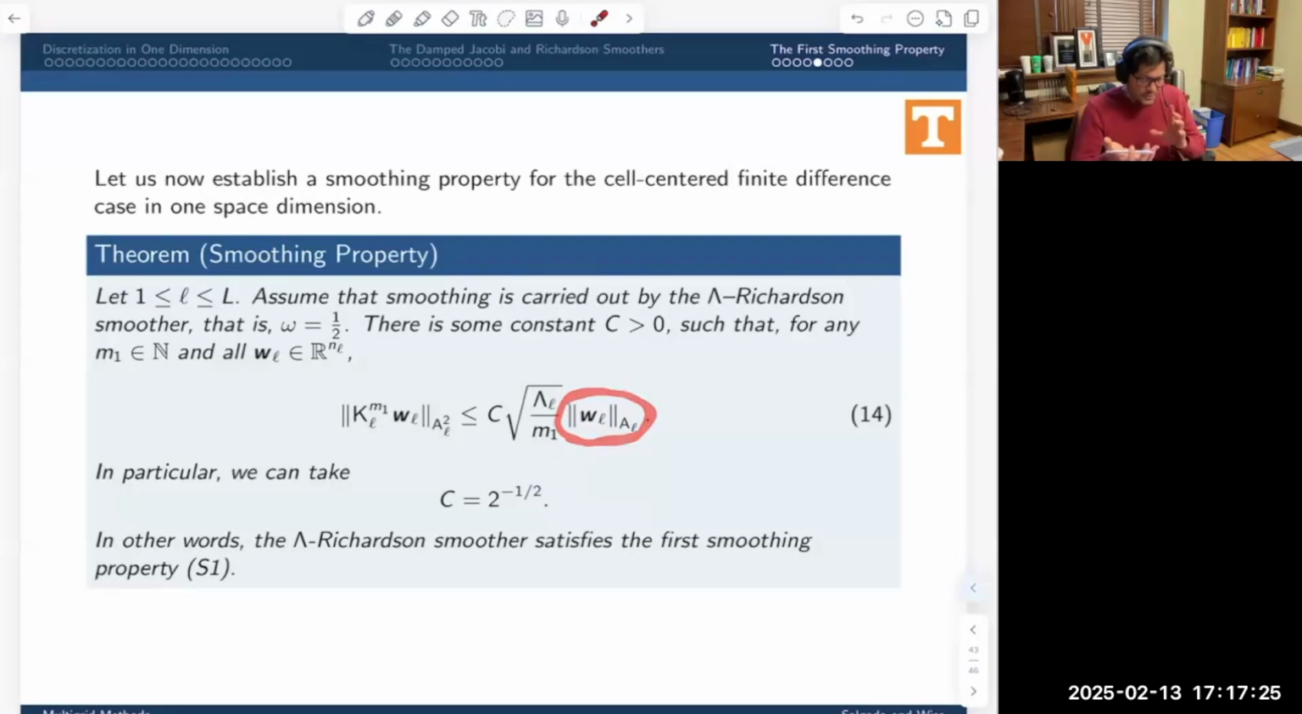Okay, so it has a similar sort of weight in the finite element setting, at least that's exactly what that means. It doesn't have quite the same meaning here in the cell-centered context, but in the finite element context, that's what these things mean. And I can even pin down what the value of this constant is. I know that it's exactly equal to 1 over the square root of 2. So this says, if you go back and look at property S1, how that's defined in chapter 4, this precisely says that the lambda Richardson smoother satisfies property S1.